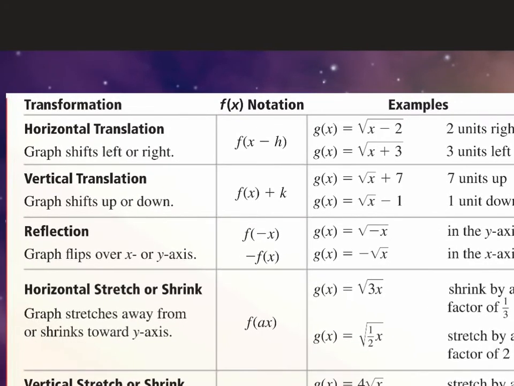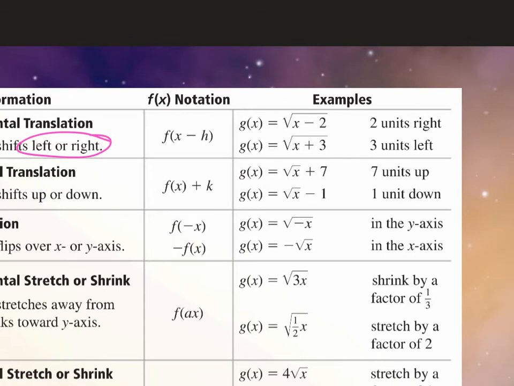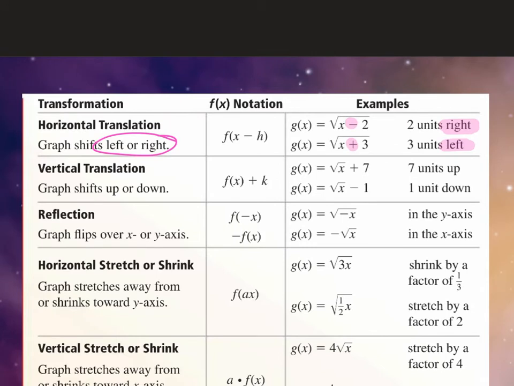We have a horizontal translation, which means it shifts left or right. Just note that if it is a minus on the inside, if you're subtracting a number, you go to the right. If you're adding a number, you go to the left. So on the inside, it's the opposite of what you think. If you subtract, you go to the right. If you add, you go to the left. If you are adding or subtracting on the outside of your radical, that is a shift up or down. This is the same as what you would think. If you're adding, you go up. If you're subtracting, you go down.